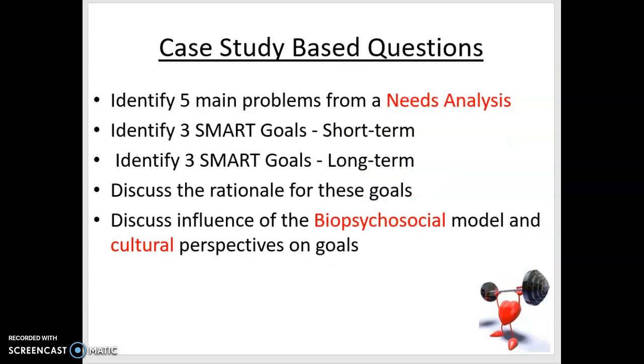So just recapping, 5 main problems based on a needs analysis of the individual and the tasks they need to do. Okay, minimum 5 problems. Then we're going to identify 3 SMART goals. Just remember, they've got to be specific, measurable, achievable, realistic, and timed. 3 short-term goals, 3 long-term goals, and discuss your rationale why you've chosen these goals, thinking about the biopsychosocial model and things like cultural perspectives as well.